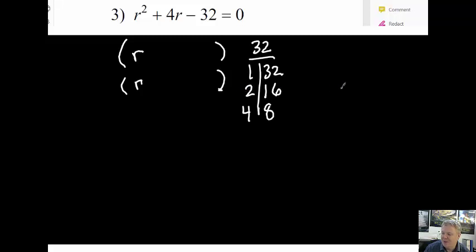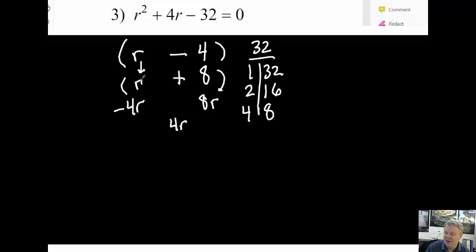2 and 16 added together would be 18. 2 and 16 subtracted would be 14, not a 4. 4 and 8 added together would be 12. 4 and 8 subtracted would be 4. So it would have to be 4 and 8, right? If I do 8 minus 4, so this would be a +8, that would give me the +4. The cross multiply piece would be 8r and -4r. If I combine these together, that does equal +4r.